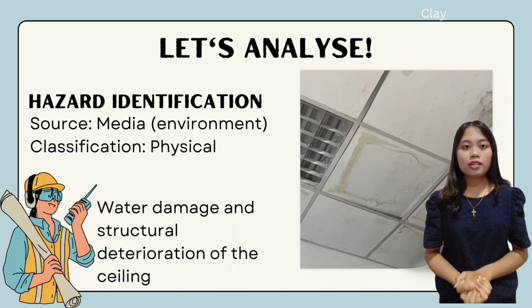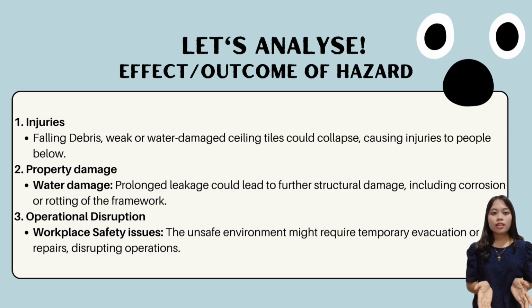Next is hazard number 6, which is water damage and structural deterioration of the ceiling. The source is mainly water, and this is a physical hazard. The effects of the hazard include injuries from falling debris, as weak or water-damaged ceiling tiles could collapse, causing injuries to people below. Then property damage, where prolonged leakage could lead to further structural damage, including corrosion or rotting of the framework. Next, operation disruption.